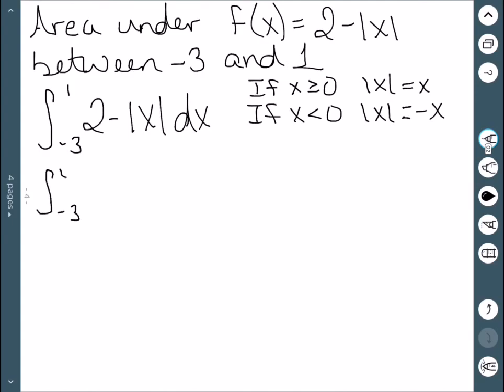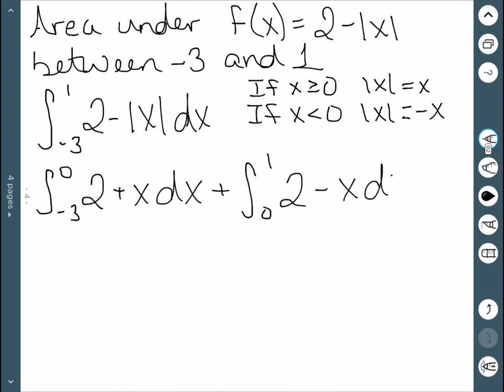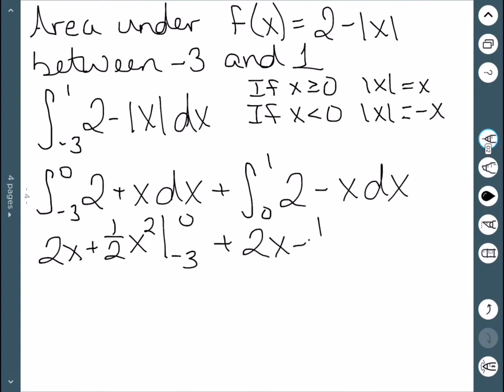We'll start with the negatives, negative 3 to 0. And since in this interval we are negative, we're in the second case where the absolute value of x is negative x. So negative negative x is plus x. The second half of this interval is going to be between 0 and 1. And in the positive case, the absolute value of x is just x. So here we have 2x plus 1/2 x squared between negative 3 and 0, plus 2x minus 1/2 x squared between 0 and 1.